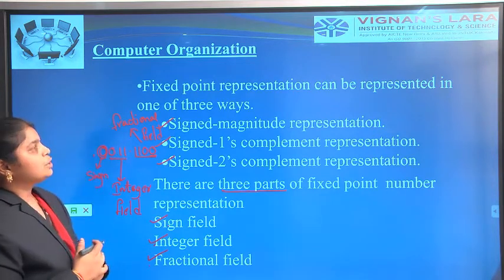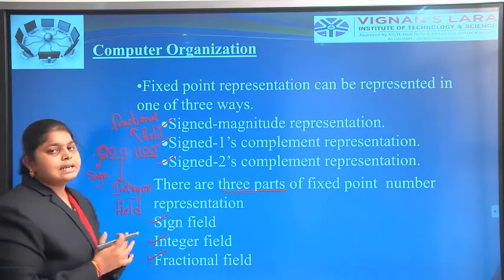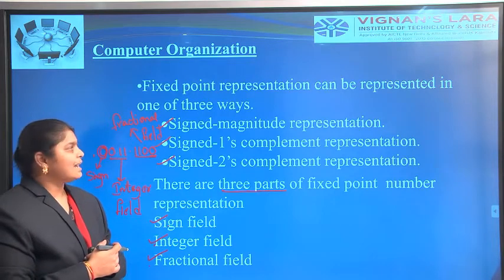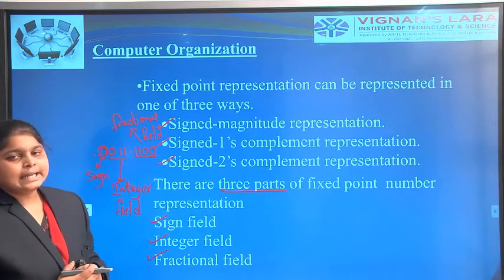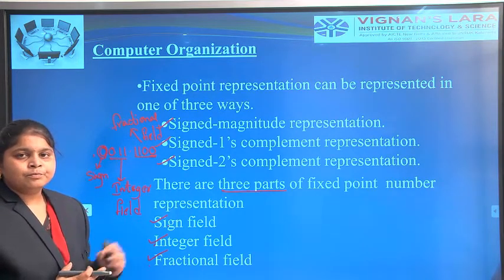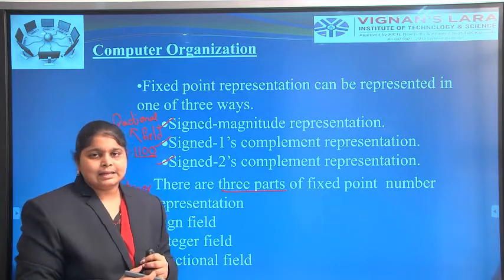This is the representation for binary numbers, and fixed point representation has three forms: signed magnitude representation, ones complement and twos complement. Signed ones complement and twos complement we already know from earlier classes.